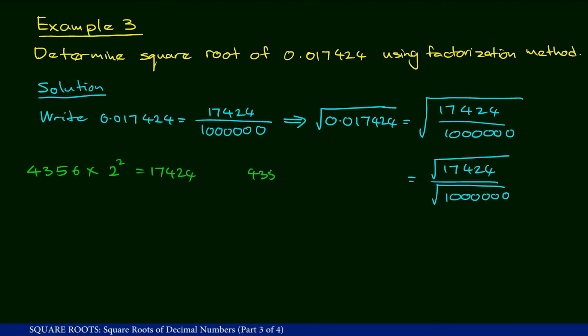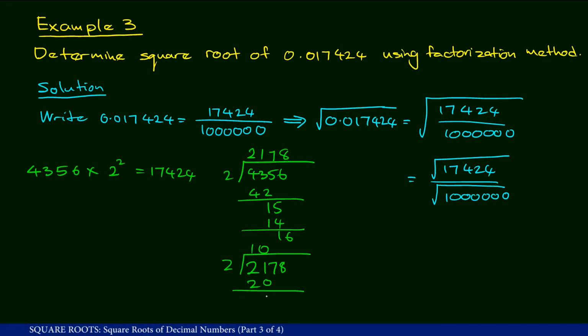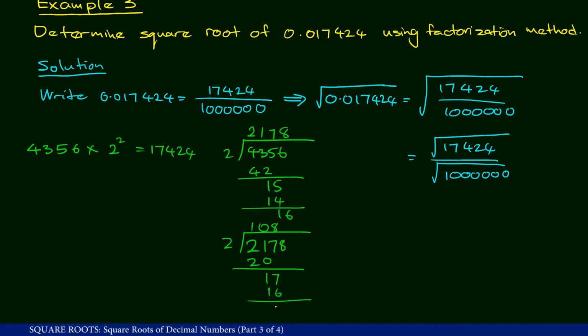So 4,356 divided by 2. The first quotient digit is going to be 2, 1. So that is 42. Remainder 1 on 5, that is going to be 7. That will give us 14, and 1, 6 is going to be 8. Yes, so that is 2178, and 2178 can be divided by 2 again. So 2178 divided by 2. So this is going to give us 10. So that is 20 with remainder 1, 7, 8 there. So that is 16. Remainder 1, 8, so 9 here.